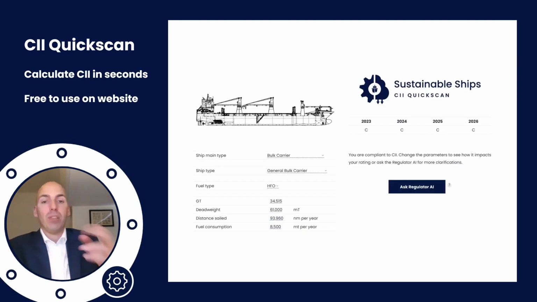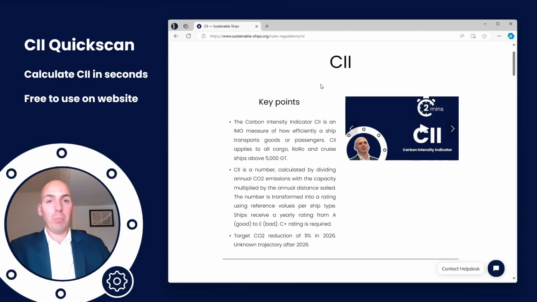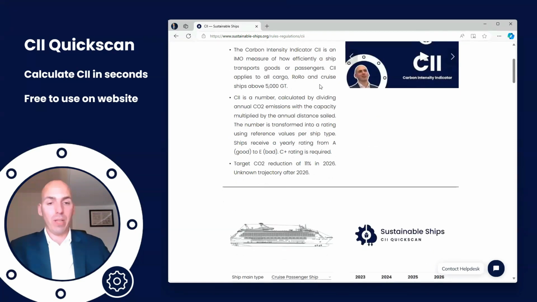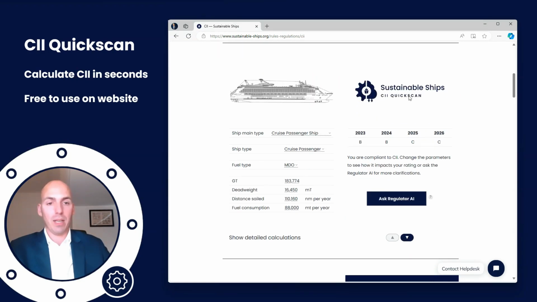So that's why we made the CII quick scan, and with this quick scan you can easily look up the CII values for the coming years for your ship type, actually your ship specific, because you can put in the information for yourself. It's free to use on the website, so let's go take a look. Everything CII by Sustainable Ships, as you can see here. It's better suited for larger screens, and if you scroll down, one of the first things you'll see is the CII quick scan that you can see here.